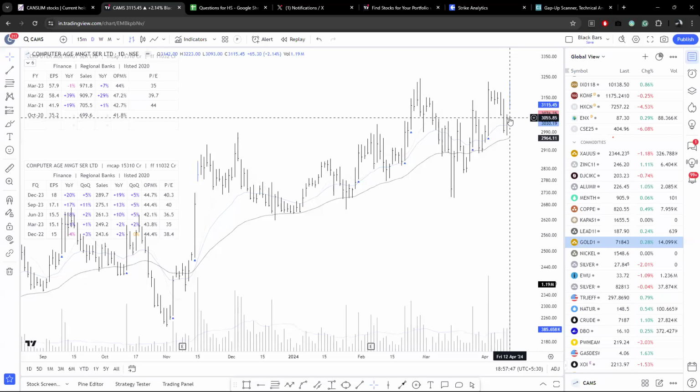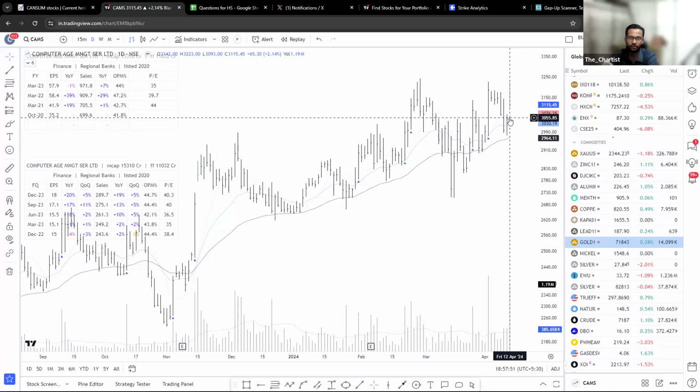Okay. But this is the problem with the general market health. Most of the stocks are doing this.